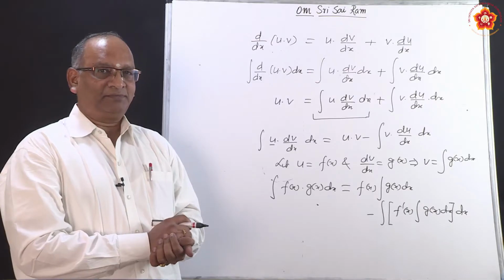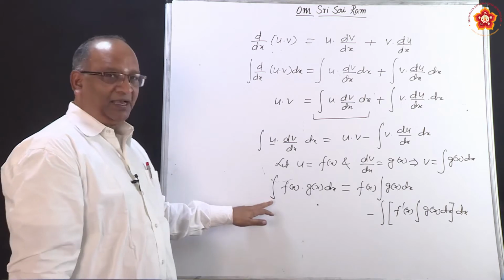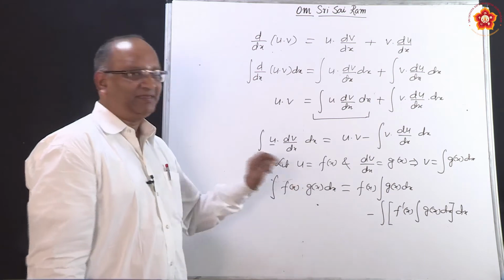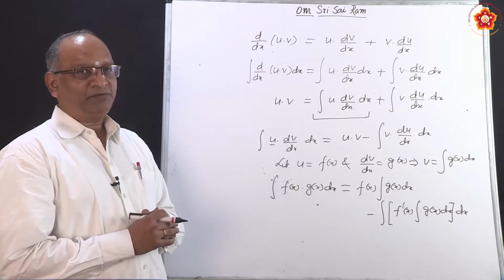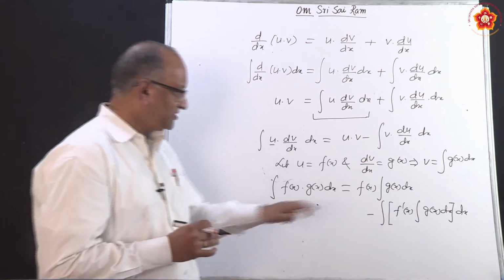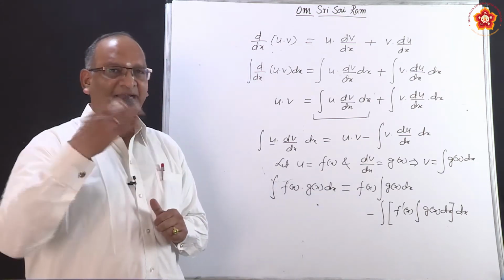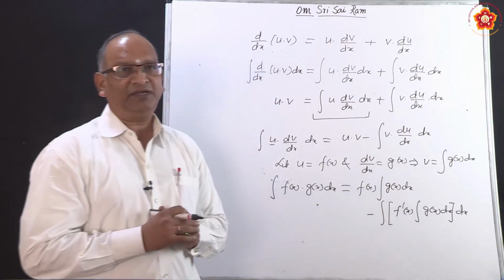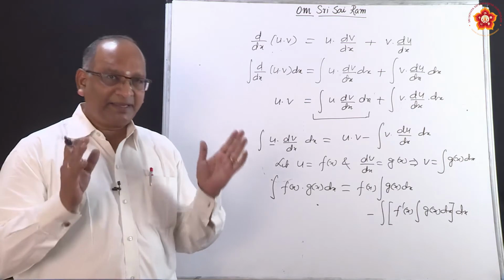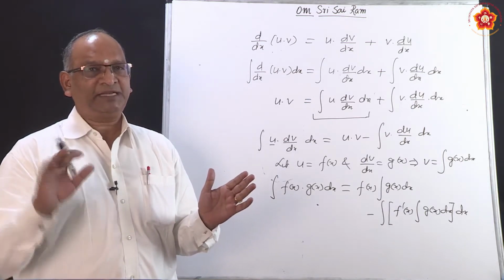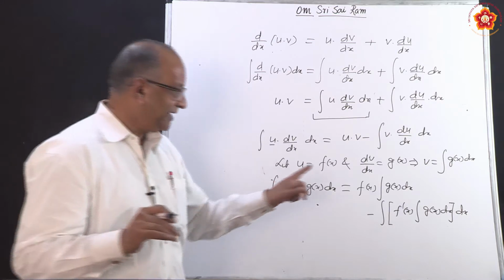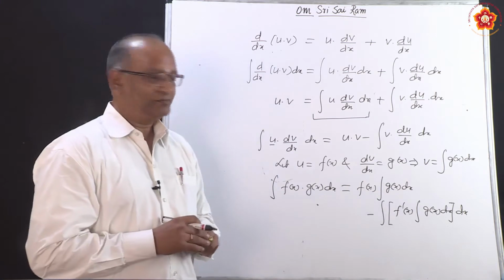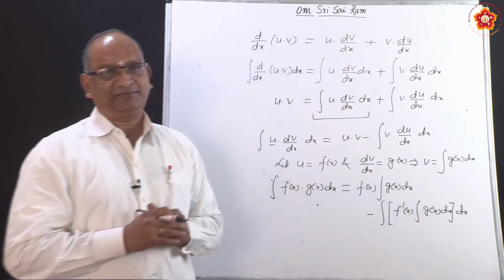What is the formula? The formula is for the integral of the product of two functions. Which are the functions here? One is f(x), another is g(x). It is equal to the first function, which is f(x), into the integral of the second function, which is g(x), minus the integral of a product of two things. What are the two things? The derivative of the first, f dash x, into the integral of the second.